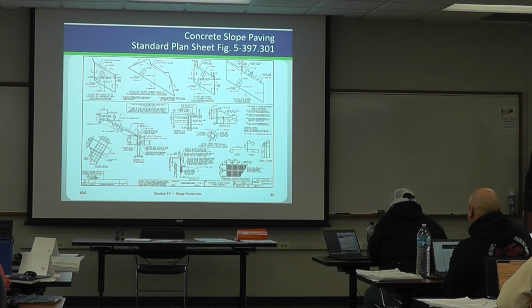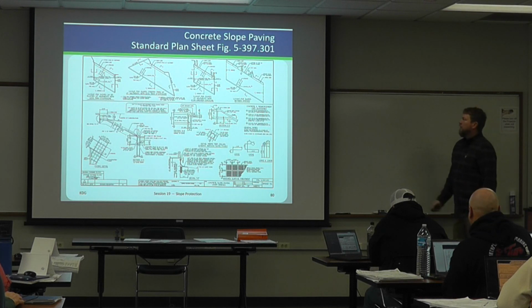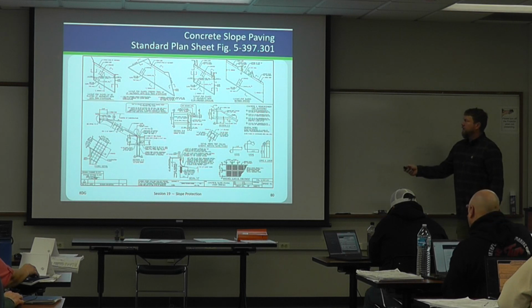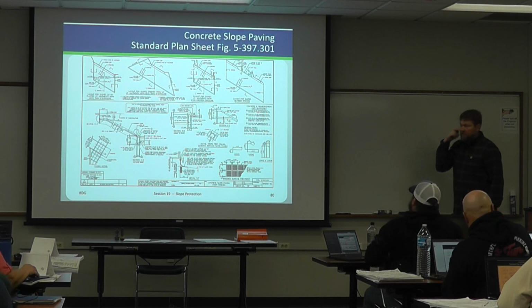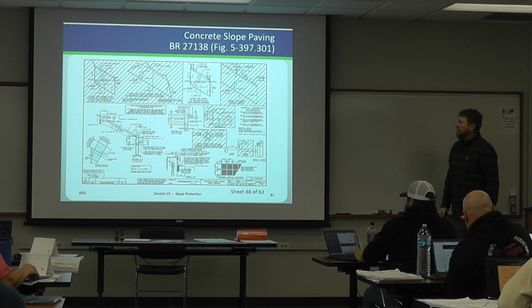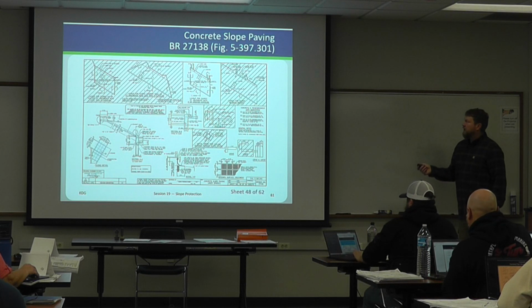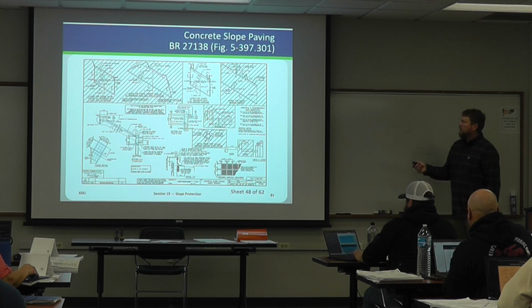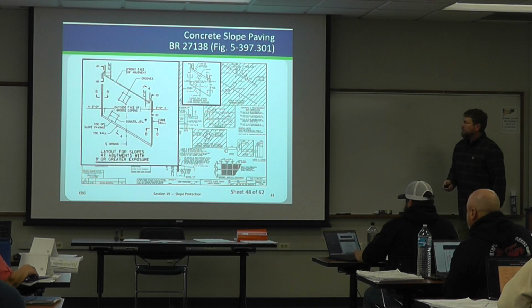Here's the 301, the standard plan, and if you look in your example bridge, it does have concrete slope paving, so we'll take a look at that a little bit. So this is just the bare bones standard. You can see it's similar to the aggregate where you've got a bunch of different bridge configurations, which is what a standard is. So here in contrast is for bridge 27138, so you can see what doesn't apply is crossed out or hatched out, and this is the detail you should be using right there.